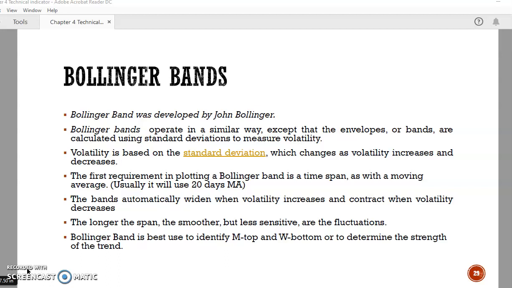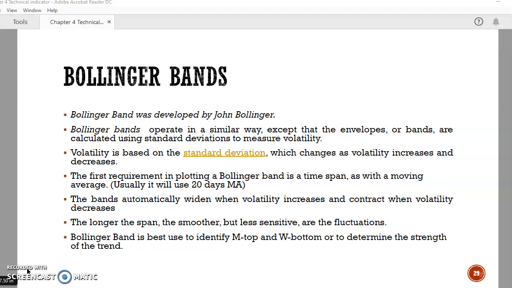Okay, what is Bollinger Band? Bollinger Band was developed by John Bollinger, one of the famous technical analysts in the world. Bollinger Band operates in a similar way to an envelope, except that the envelope or band is calculated using standard deviation to measure volatility.